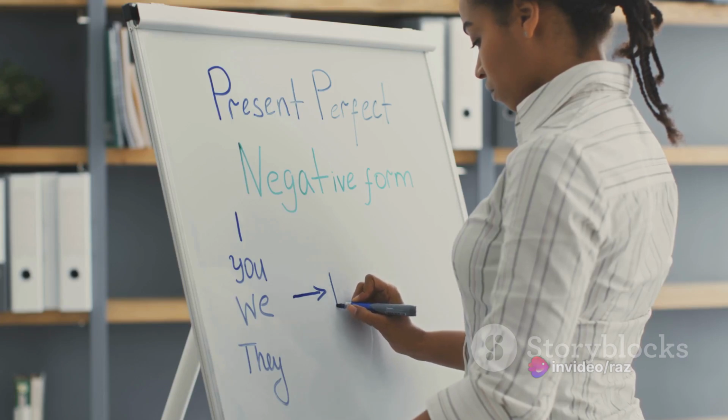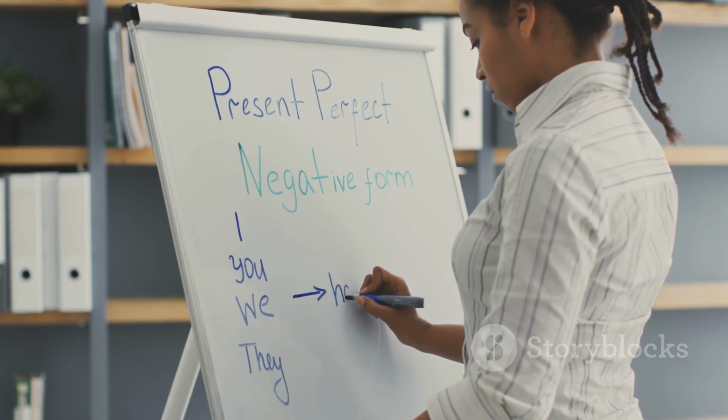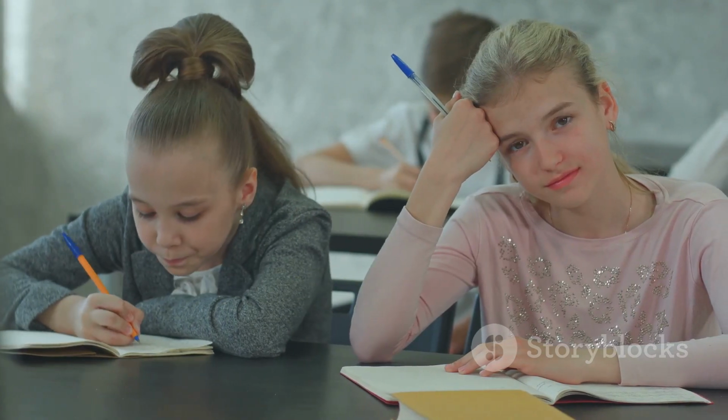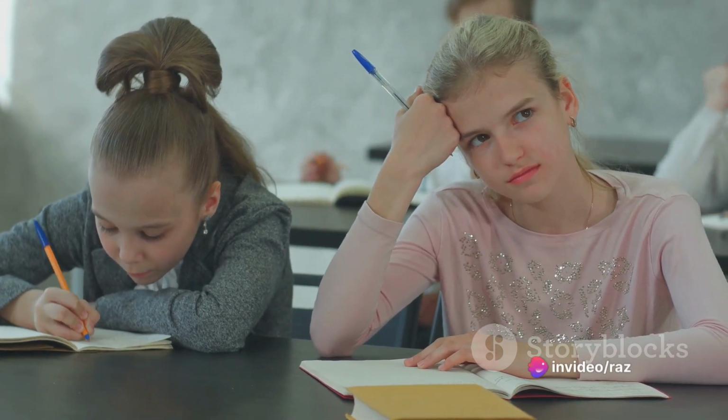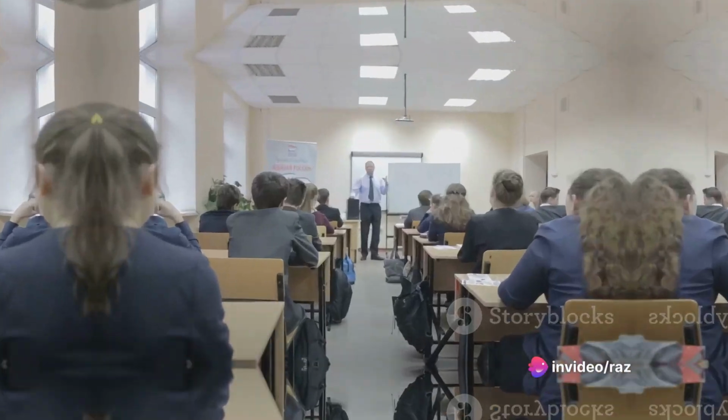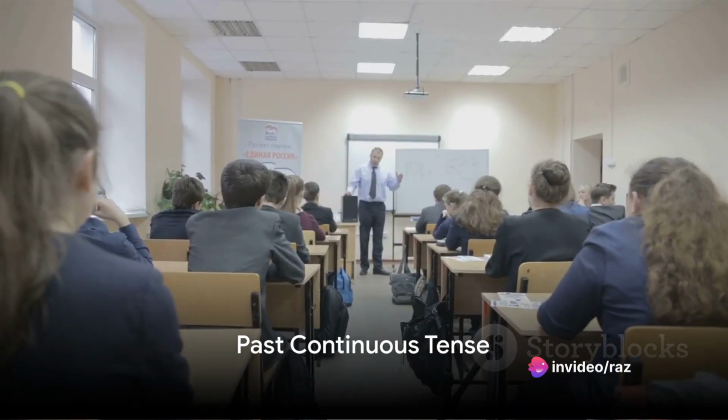This tense is used for actions completed in the past at a specific time. So if you say, "He walked to school yesterday," you're using the past simple tense to denote a completed action in the past. Following that, we have the past continuous tense.